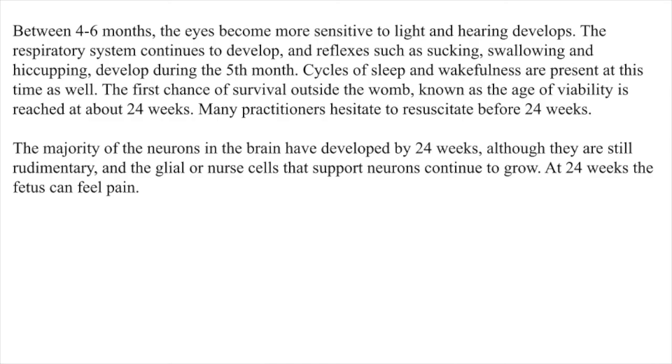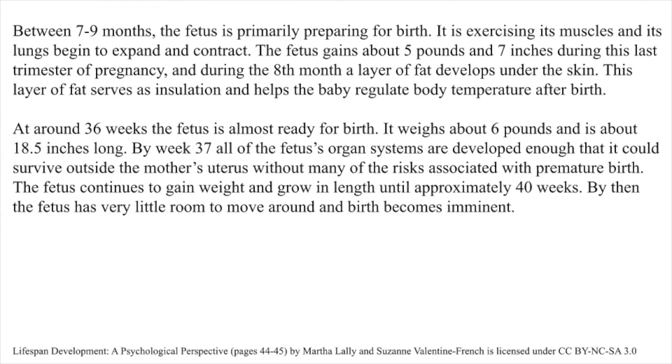The majority of the neurons in the brain have developed by 24 weeks, although they are still rudimentary, and the glial or nerve cells that support neurons continue to grow. At 24 weeks, the fetus can feel pain. Between 7 to 9 months, the fetus is primarily preparing for birth. It is exercising its muscles, and its lungs begin to expand and contract. The fetus gains about 5 pounds and 7 inches during this last trimester of pregnancy.